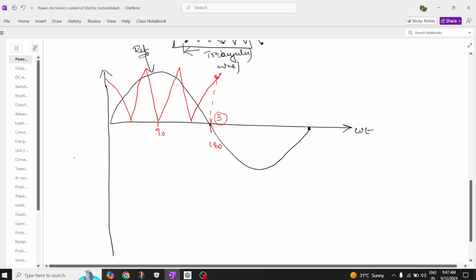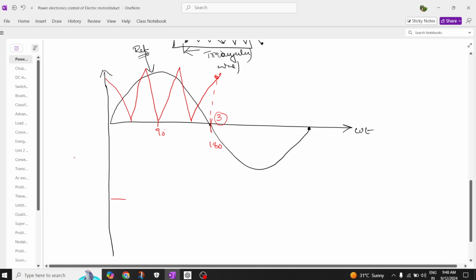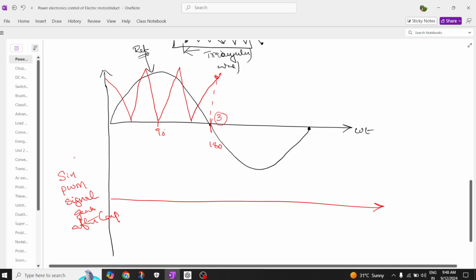Now you can see here this is triangle 1, triangle 2, and this is triangle 3. So how many triangles do we have? 1, 2, 3. So 3 triangles are there, and we need to compare the values. The output you are going to get here is the output of the sinusoidal pulse width modulation signal generated after comparison.